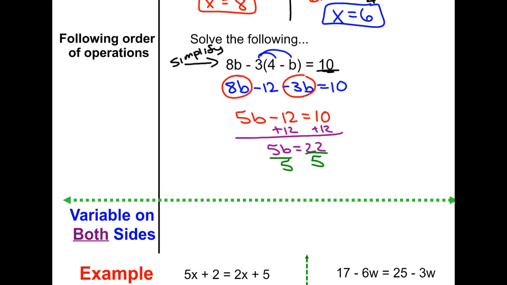And I know what you guys are saying, oh my goodness, that's not going to be a pretty number. It's okay. You're not always going to get perfect numbers. So really, our answer is going to be b equals 22/5. But we need to make that into a mixed number now because that's an improper fraction. So b equals 4 and 2/5. How many 5s go into 22? Well, we can multiply 5 times 4 gets 20. How many are left? 2.